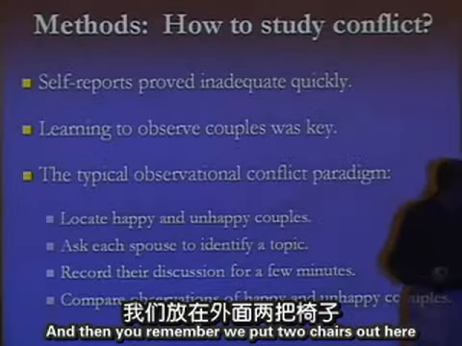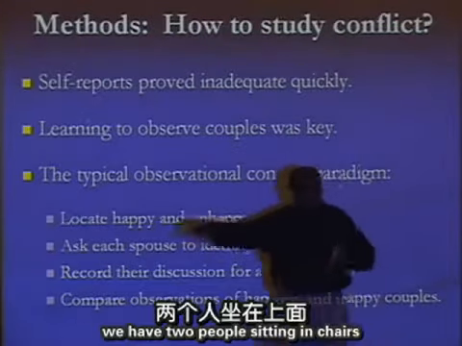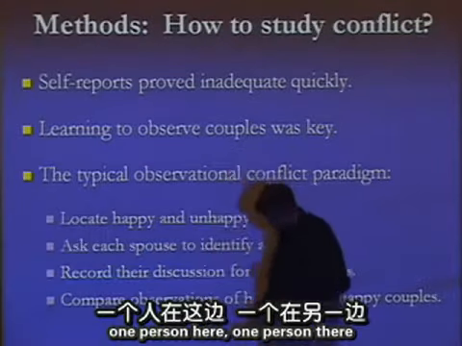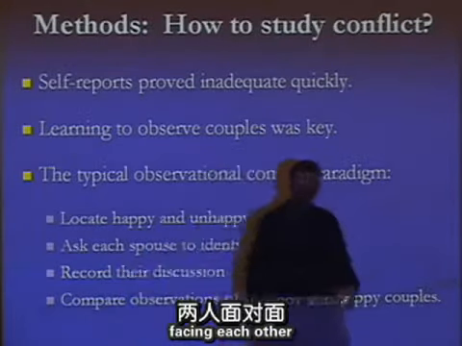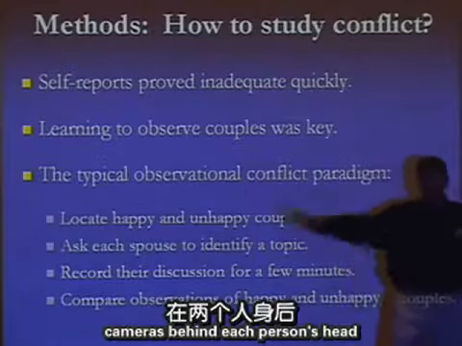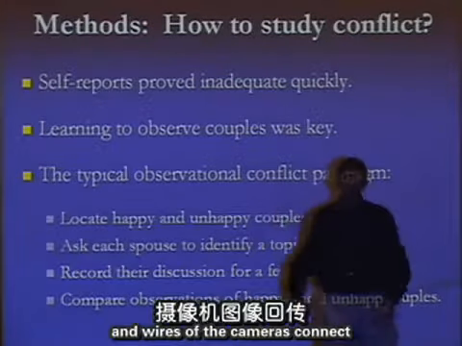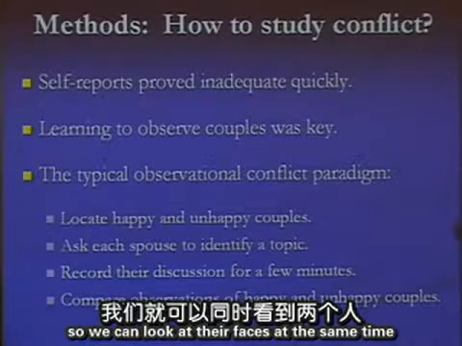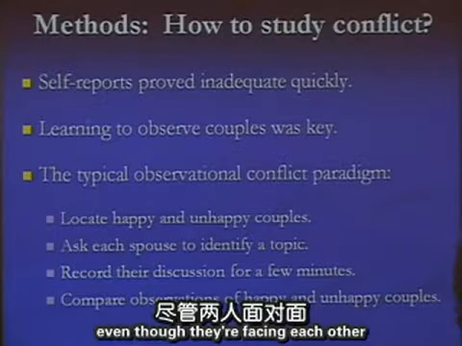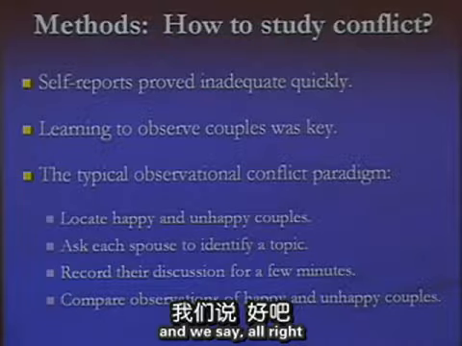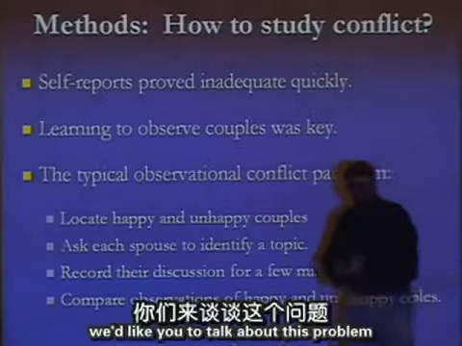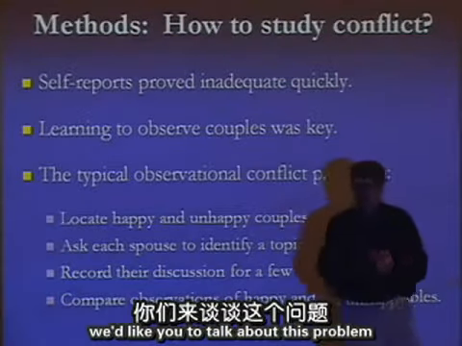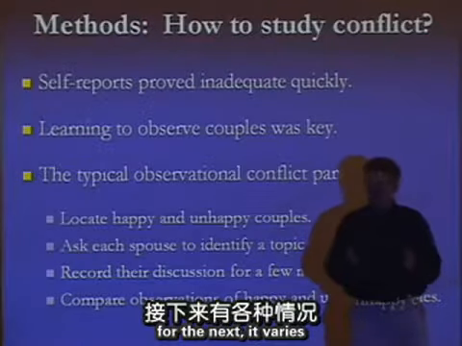And then I think you remember I put 2 chairs out here, and we have 2 people sitting in chairs, one person here, one person there, facing each other. And we have 2 cameras, a camera behind each person's head pointing at the other person. And wires from the cameras connect their images to a single screen, so we can look at their faces at the same time, even though they're facing each other. And then we say, all right, we'd like you to talk about this problem for the next, it varies.